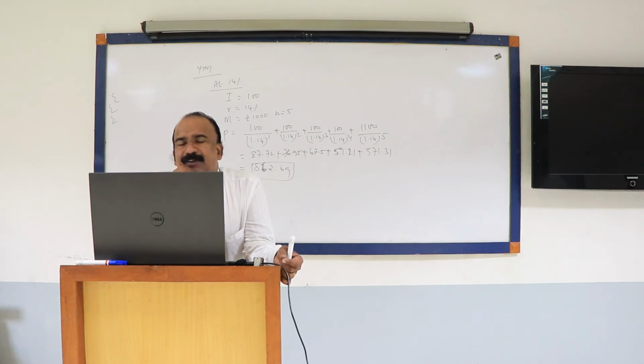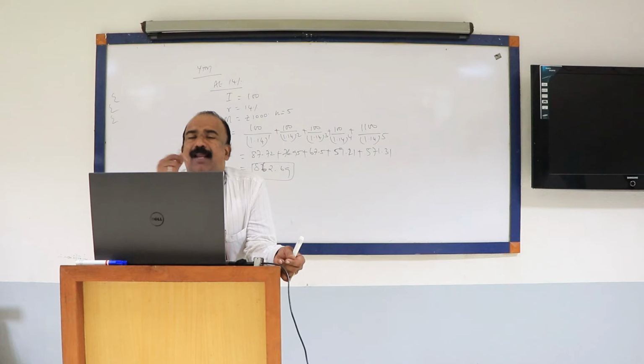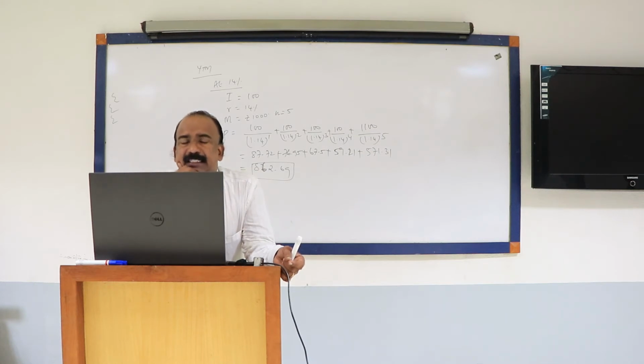So what do we want actually? At what rate are both equal? It must be equal to 850, the price. But what we got now is 862, which is higher than 850, so it is not equivalent. So you need one more value to interpolate. We'll have to go for interpolation as you have done for the IRR calculation.